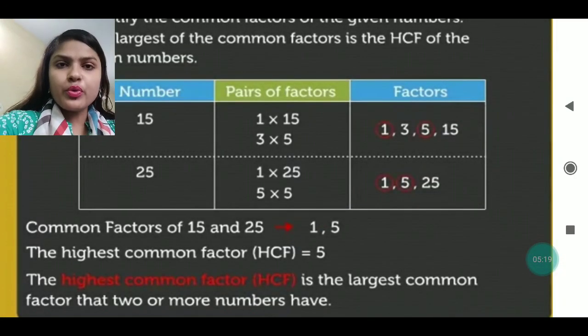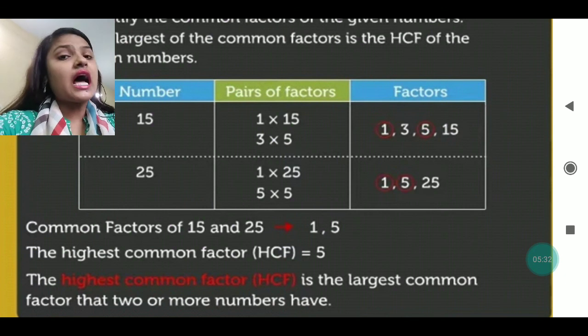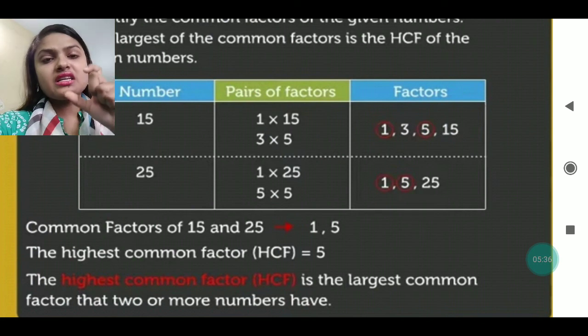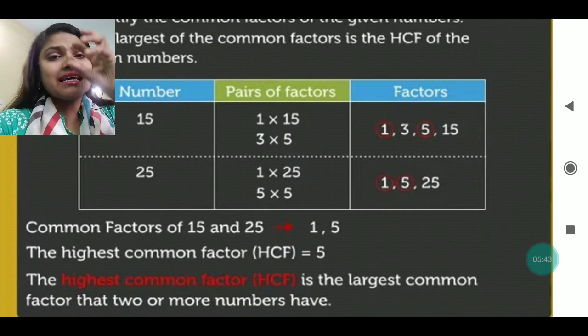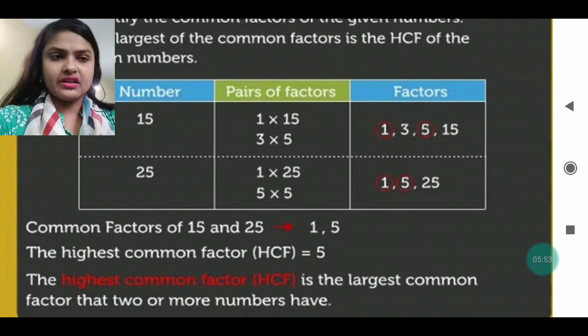One more point is written; you can see it is highlighted in red. The highest common factor, HCF, is the largest common factor that two or more numbers have. The highest common factor is that factor which is the biggest number among the factors of two or more numbers. Whatever numbers are given, you find the factors. In those factors, the common factor which has the highest value is called the HCF, highest common factor.